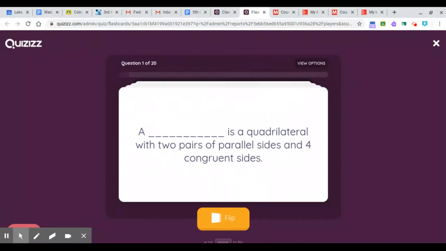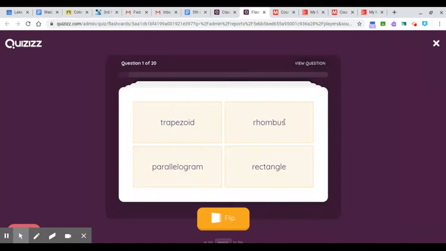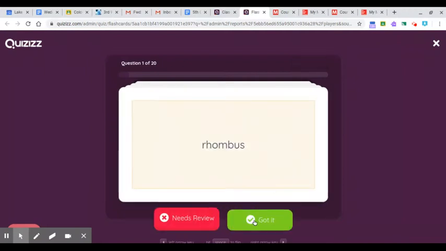A blank is a quadrilateral with 2 pairs of parallel sides and 4 congruent sides. So if we look at our options here, we're looking for 2 pairs of parallel sides. So that could be all 3 of these, but could it be a trapezoid? Nope. And then also it has to be that all sides are exactly the same. They're congruent. Okay, and we got rhombus for that.